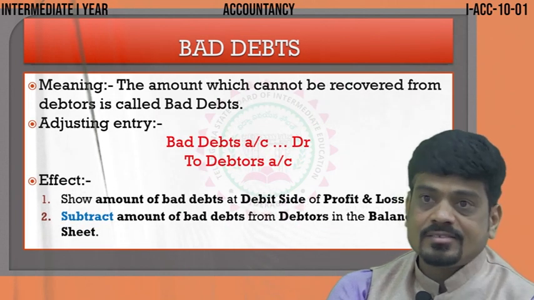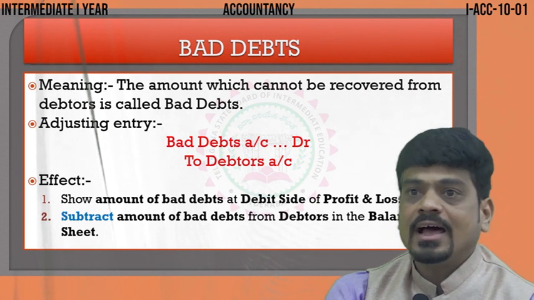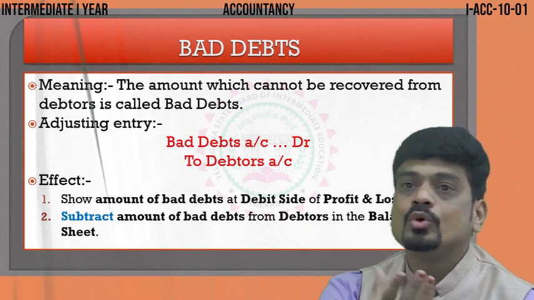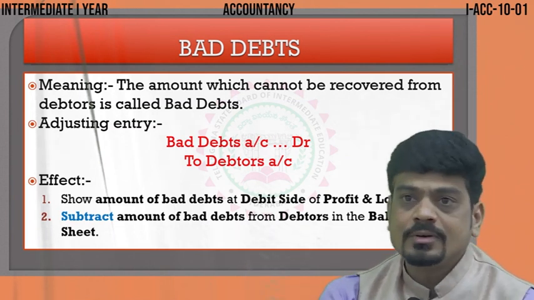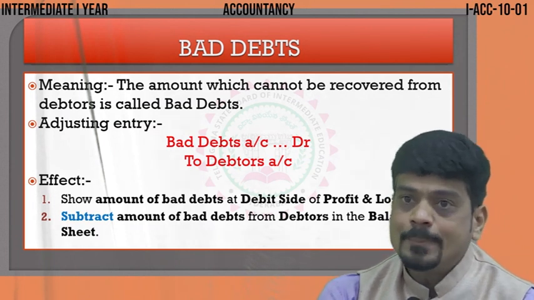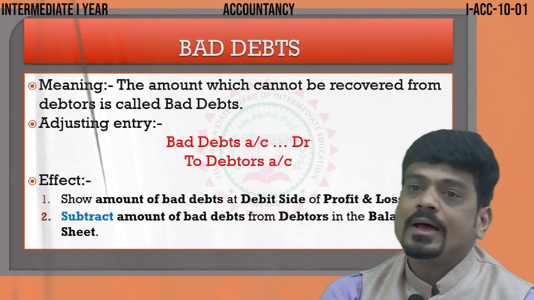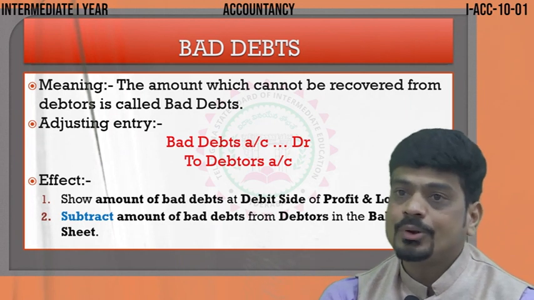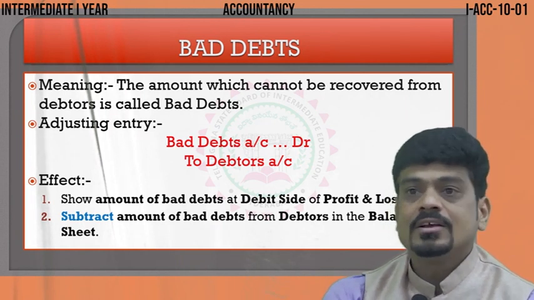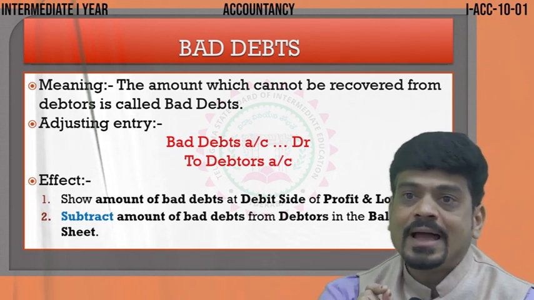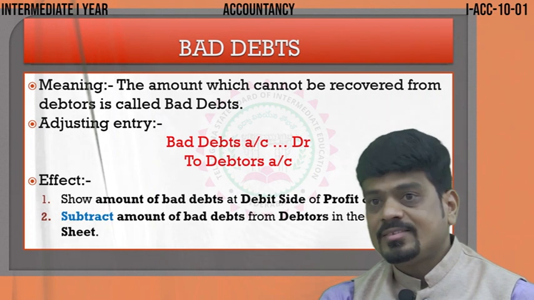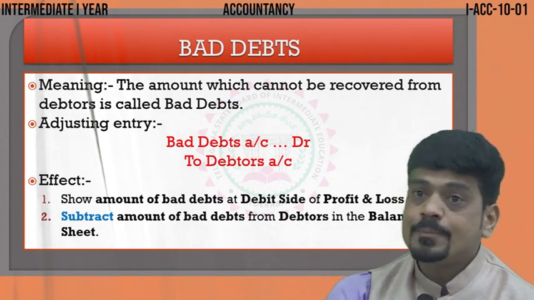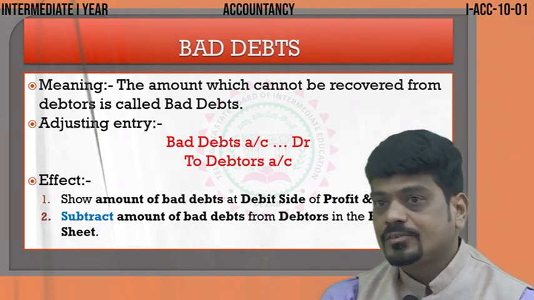Then bad debts. What do you mean by bad debts? Bad debts are the amount which we cannot recover from the debtors. In the sense, let me say we have sold goods to some customers, and those customers did not pay the amount. Then it is a bad debt. It is a loss to us. Thereby, we account for bad debts through debtors only, that is bad debts account debit to debtors account. Where will bad debts show? First, we show the amount of bad debts on the debit side of the profit and loss account. And second, very carefully, you have to subtract it from debtors. Keep in mind, you have to subtract from debtors.